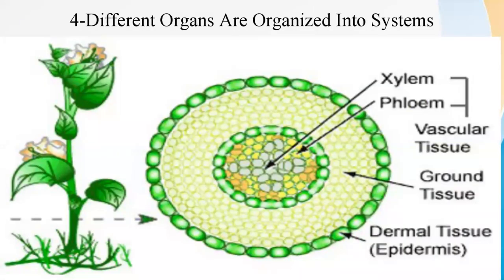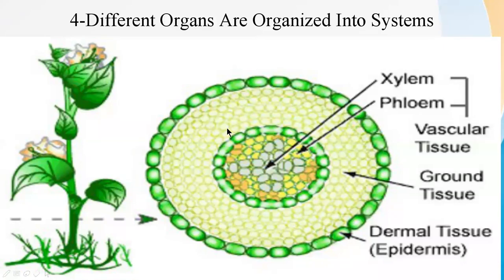Whenever different organs combine, they form a system. In very complex multicellular organisms, such as plants, different organs are organized to form a system. This is the picture of a vascular system.